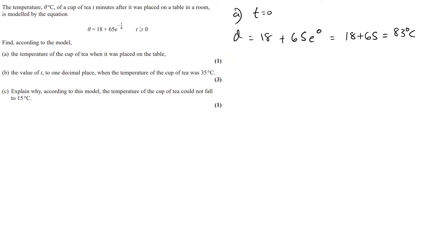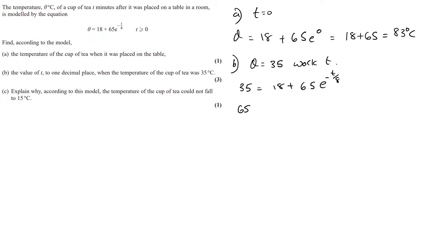So when it was placed on the table, it was 83 degrees centigrade. Part B: find the value of t to 1 decimal place when the temperature of the cup of tea was 35 degrees centigrade. So this time theta equals 35 and we are asked to work out t. So 35 equals 18 plus 65 e to the minus t over 8.